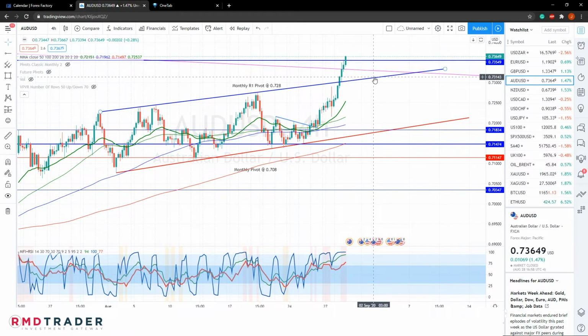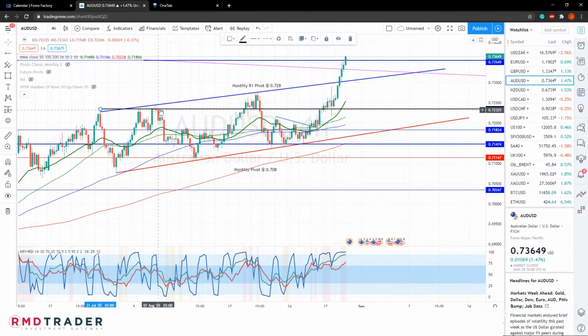But again, if we do break into this channel, we might test anything from this middle section, which is also the previous area of resistance at 0.7235. But if we do break below that, the bottom diagonal will be a strong area of support, and also likely we will meet up with the 4-hour 200 and 4-hour 100 SMAs.